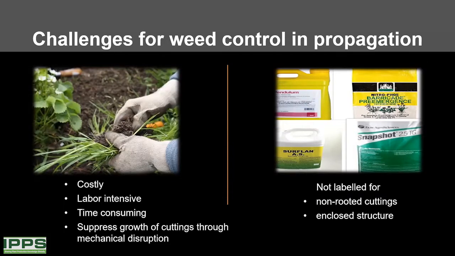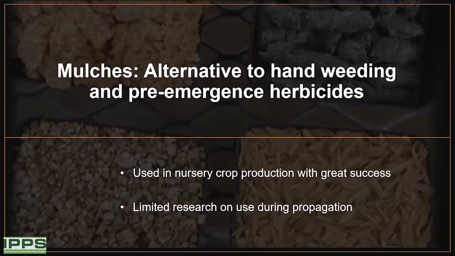Growers normally adopt hand weeding for controlling weeds in propagation, but it is very costly, labor intensive, time consuming, and suppresses growth of cuttings through mechanical disruption. Also, pre-emergence herbicides can be used as an alternative to controlling weeds in propagation, but they are not labeled for use in non-rooted cuttings and inside enclosed structures. In this situation, mulches can be used as an alternative to hand weeding and pre-emergence herbicides.